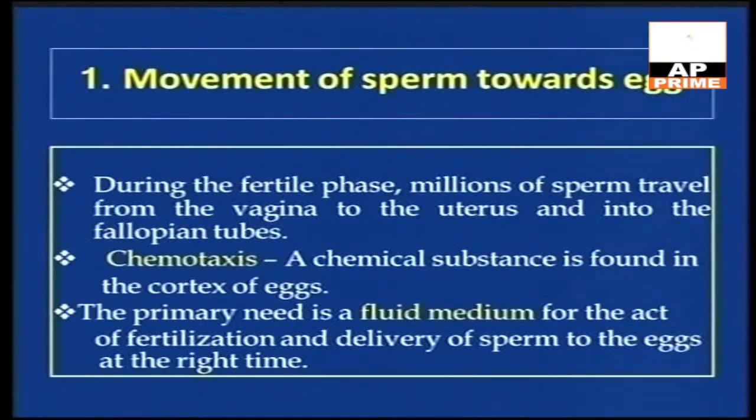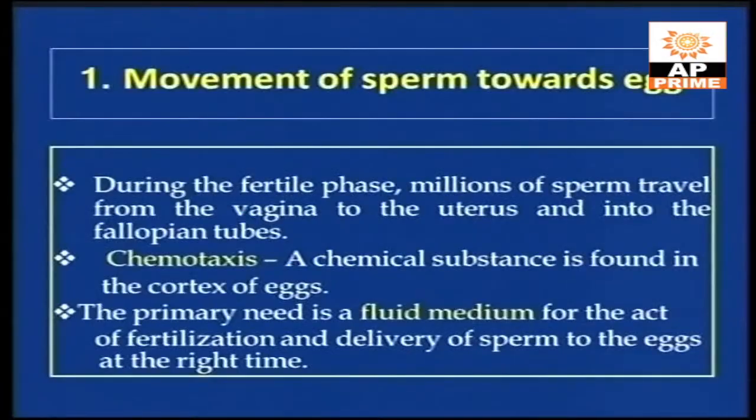Scientists believe that the attraction between the male and female reproductive gametes may be chemotaxis. That means some chemical substances which are released by the egg attract the spermatozoa towards fertilization. Here they need a fluid for the easy transportation of spermatozoa towards the egg within the right time.